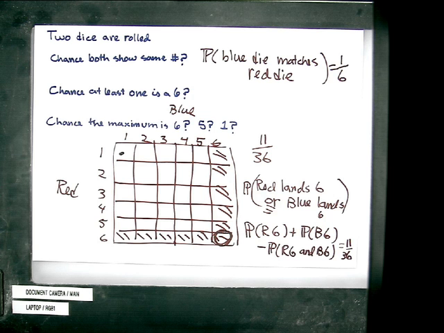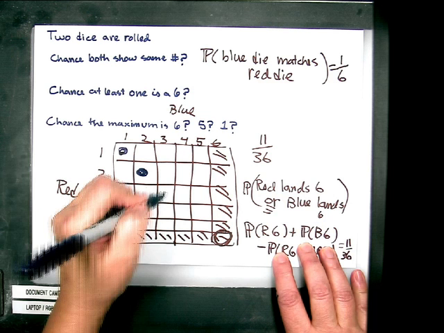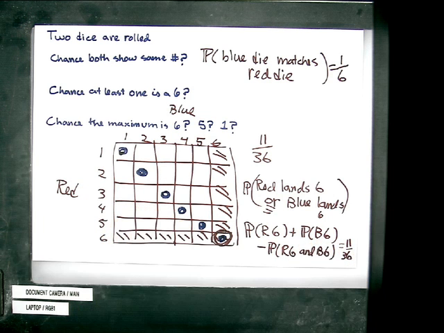We start from the upper left corner. Diagonally down. So I'll put in little circles like this. 3 and a 3, 4 and a 4, 5 and a 5, 6 and a 6. Those are all the possibilities of them landing the same way. And there are 6 of them out of 36. So that's a different way of solving the first problem.